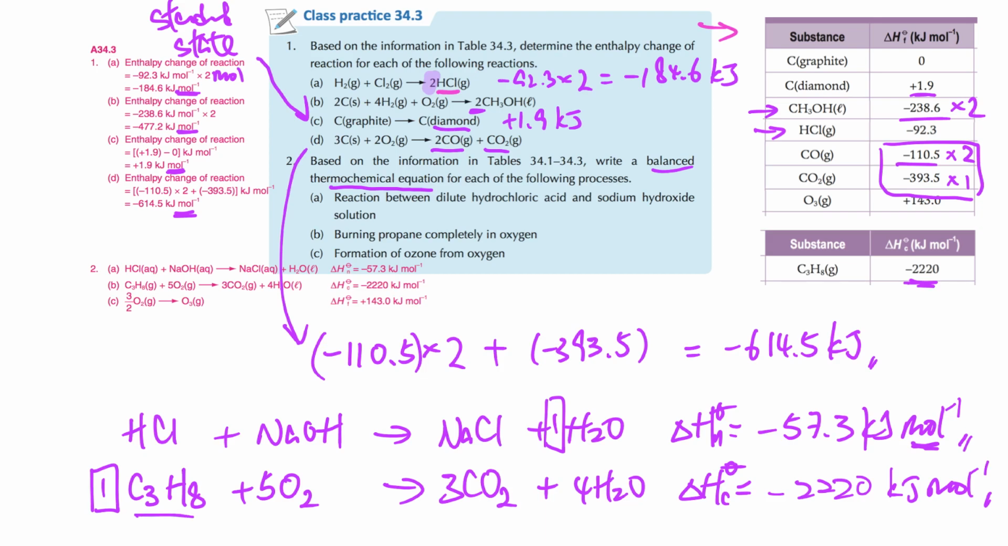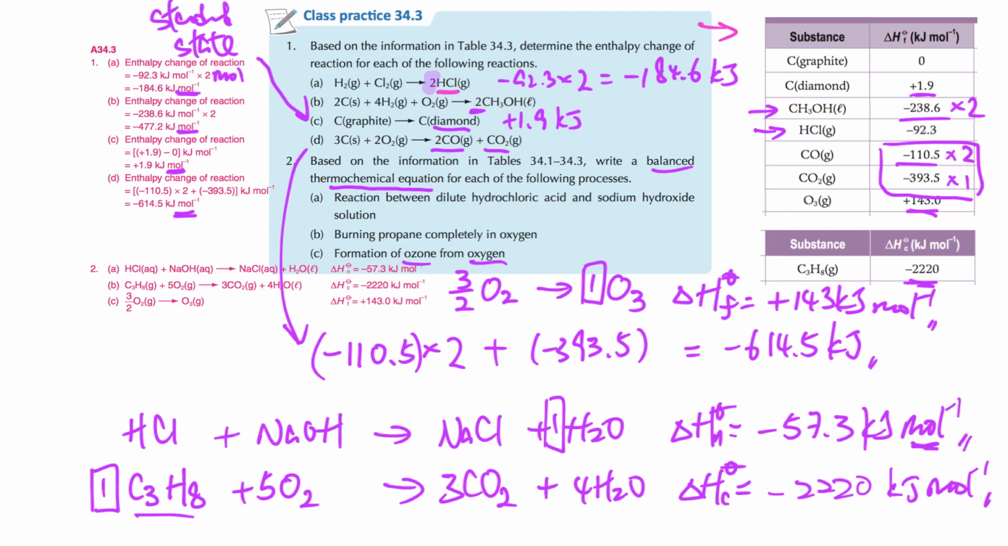Last one, oxygen goes to ozone. Because this one is the formation of ozone, this has to be 1, and then you have to be 3/2 for the oxygen. And for ozone, the formation is positive 143 kilojoule per mole. Get it?